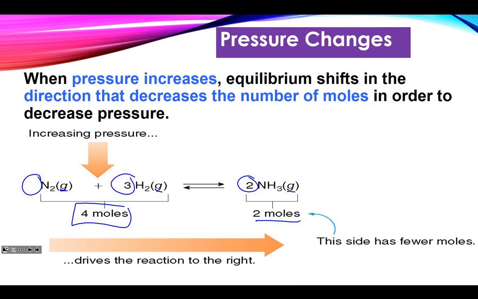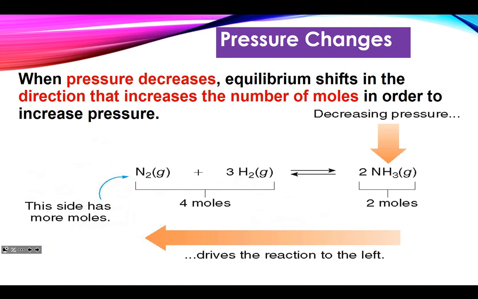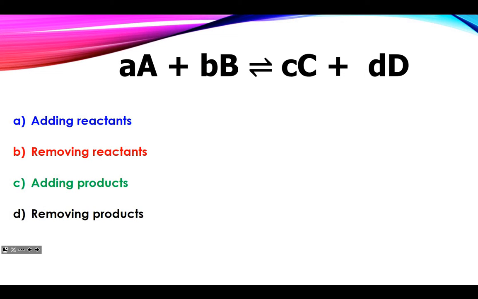There are 2 ways they can say this. I can say increasing the pressure, and it will go to the side with the least amount of moles. Or I can say decreasing the volume, because if I decrease the volume of something, it also increases the pressure if I haven't changed anything inside. If I do the opposite, if I decrease the pressure, that would be like increasing the volume. And if I increase the volume or decrease the pressure, I force it towards the side that has more moles of gas.